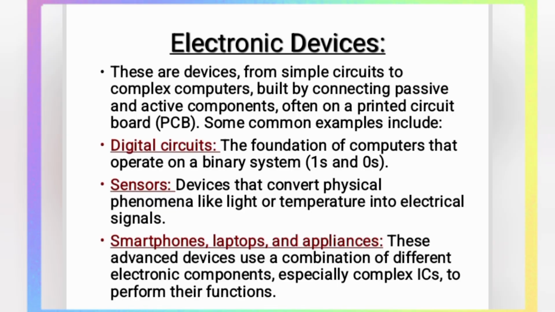Electronic devices are those devices, from simple circuits to complex computers, built by connecting passive and active components, often on a printed circuit board, PCB. Some common examples include digital circuits, the foundation of computers that operate on a binary system, ones and zeros, sensors, devices that convert physical phenomena like light or temperature into electrical signals, smartphones, laptops, and appliances. These advanced devices use a combination of different electronic components, especially complex ICs, to perform their functions.